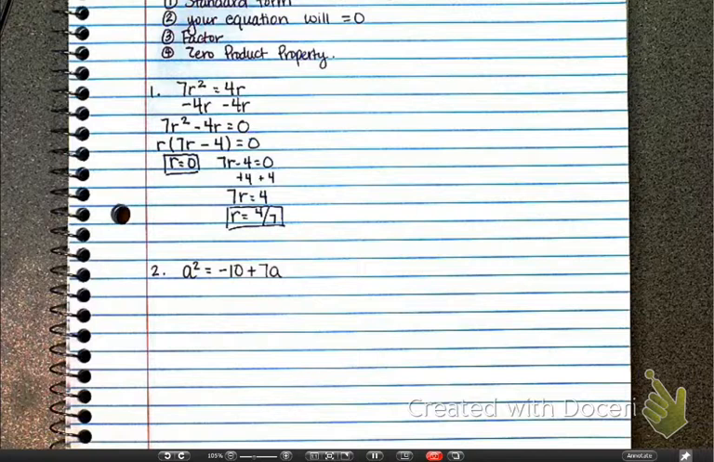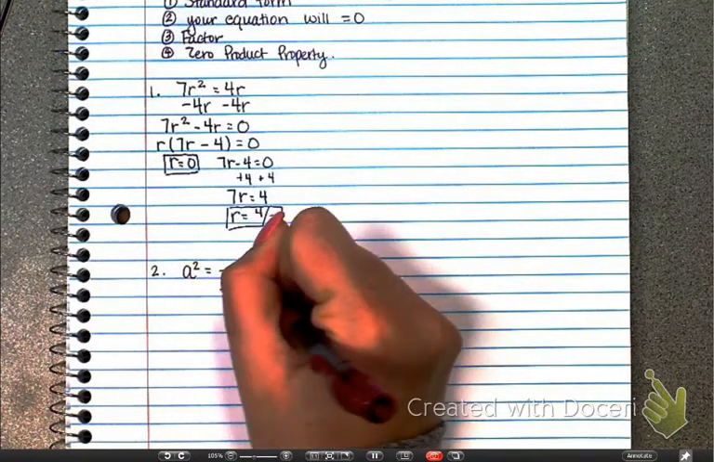a squared equals negative 10 plus 7a. All right, step 1 is to write it in standard form. Now I told you on number 1 that it's best to keep your squared term positive. So what do we need to move? We need to add the 10 and subtract the 7. Okay, so we're going to add the 10 and we're going to subtract the 7.